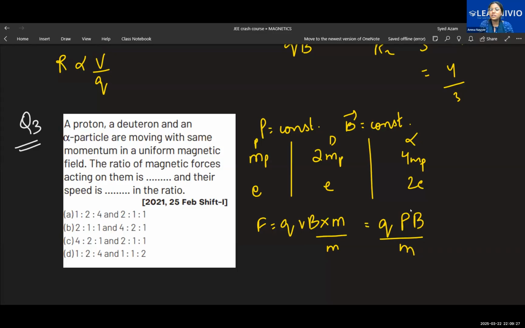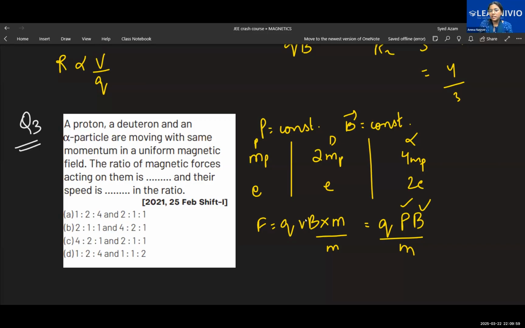Now from here, what are the things that are constant? Upasna, you tell. Momentum and magnetic field are constant. Magnetic field is constant and momentum is constant. Means directly we have to see the ratio of the forces. For the forces, we have to see the ratio of the momentum by mass. We just directly have to see the ratio of momentum by mass.